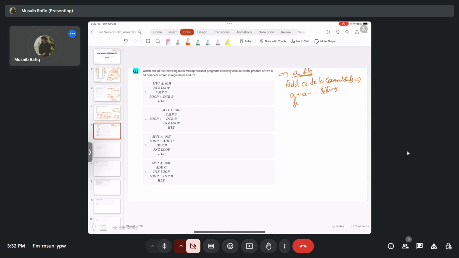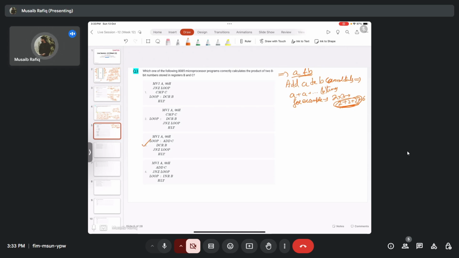For example, I have 2 multiplied by 3. So what I'll do, I'll add 2 three times. This will give me the 6. So cumulative addition of 2, B number of times: 2 plus 2 plus 2, and finally I'll get the answer. So which program here does the correct functionality of multiplication? It's option C. So I'll tell you how.